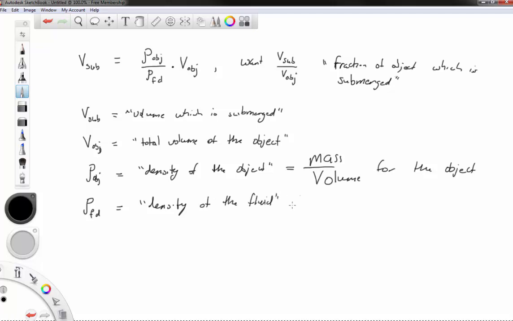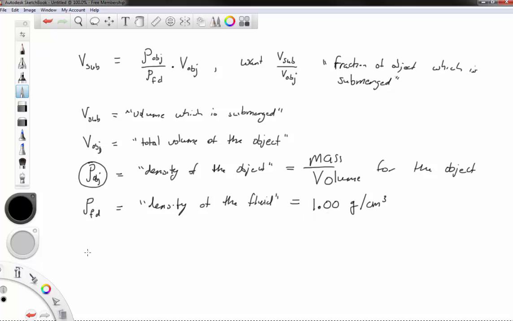Okay, and last but not least, rho FD is the density of the fluid. And the fluid in this case is bath water. So you can look up what the density of water is. It is basically 1.00 grams per cubic centimeter. Okay, so that number is given. All right, so basically what we have to do to get our answer is compute the value of this guy. And since we're dividing by this guy, we're really just dividing by 1.